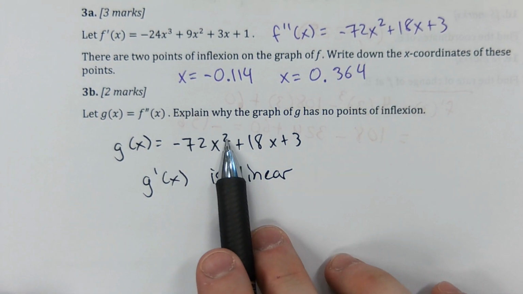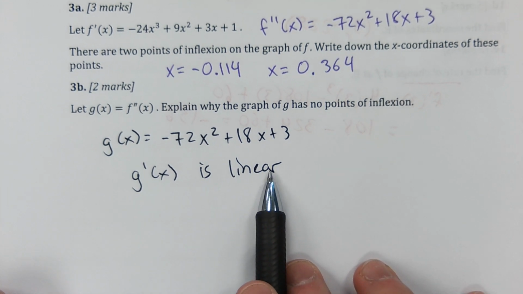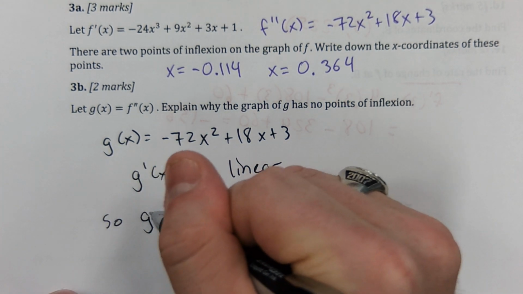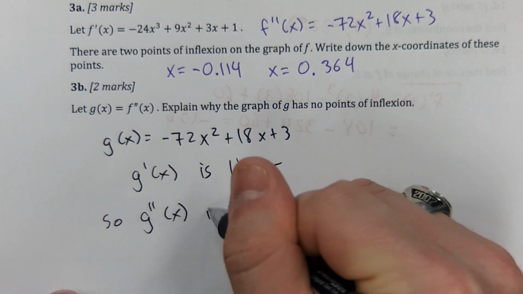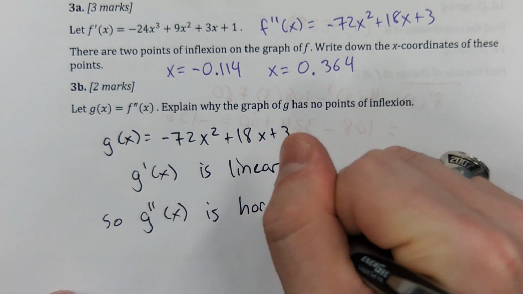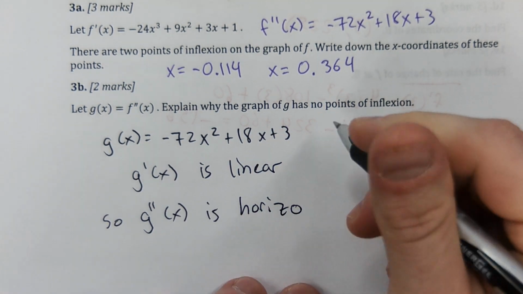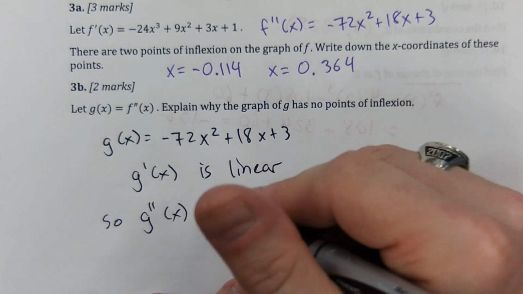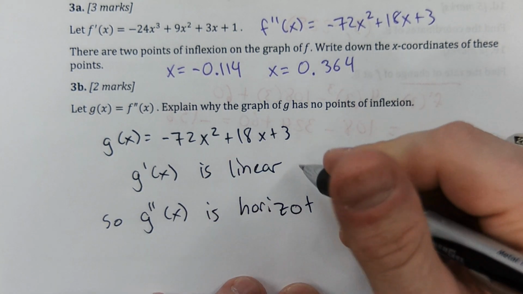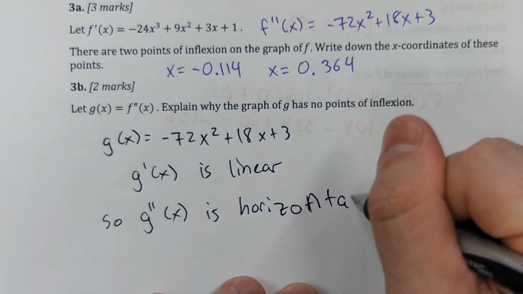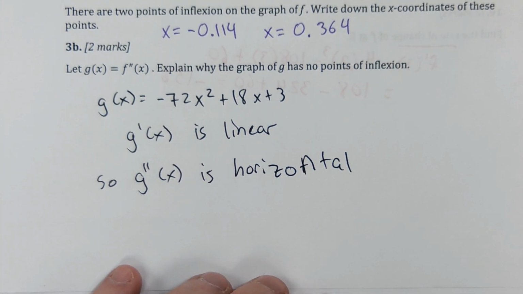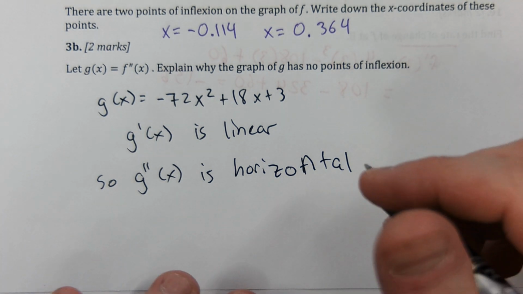See, that would become a power of 1. Linear graphs can only cross the x-axis once. So g double prime of x is a horizontal line because it's going to have a slope of a positive number. How do you spell this word? Horizontal. Horizontal lines don't cross the x-axis. They are either above it, below it, or on it.